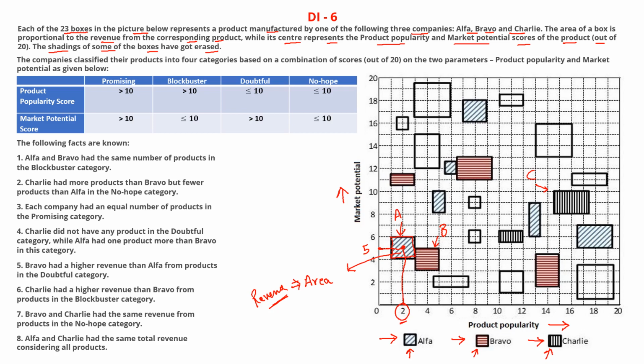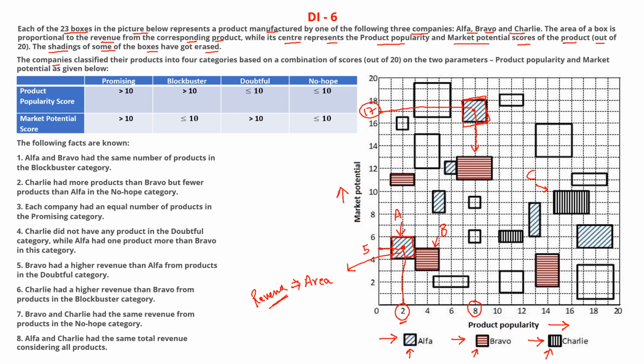So let us consider this box. For example, this blue box, its center is this, so its market potential is 17, and if we go downwards, 8 would be the product popularity score. So whatever would be the area, that would be equivalent to the revenue from that particular product. So let us now proceed with the further information.